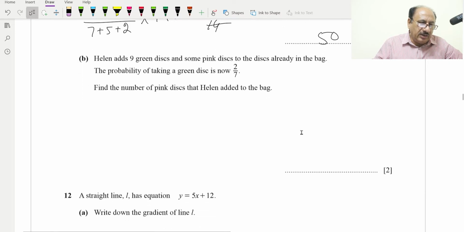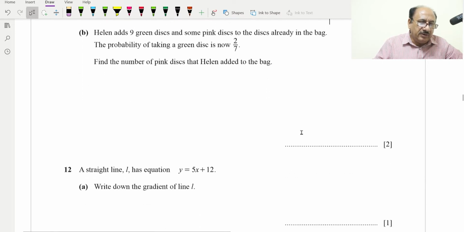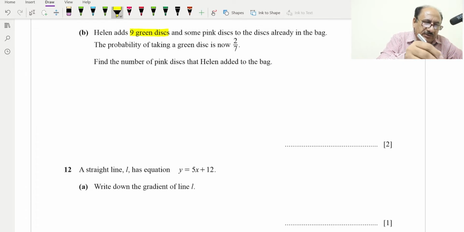Now Helen adds 9 more green discs, and some pink discs, to the discs already in the bag. The probability of taking a green disc is now 2 by 7. Find the number of pink discs that Helen added to the bag.